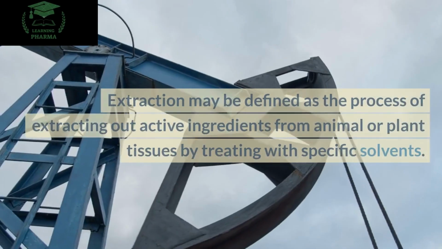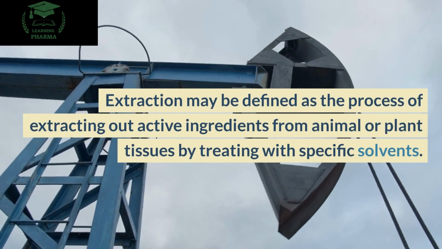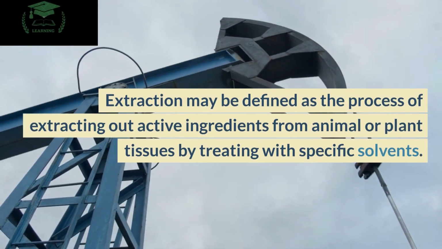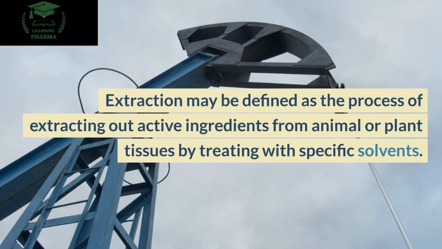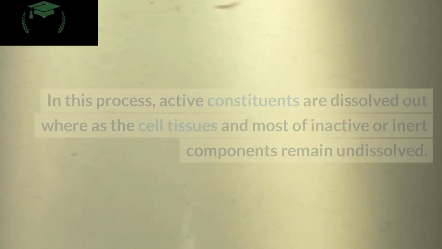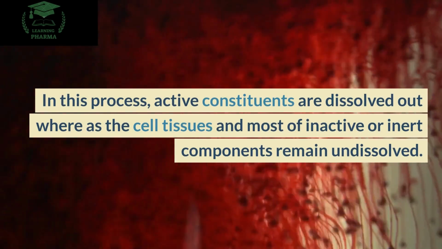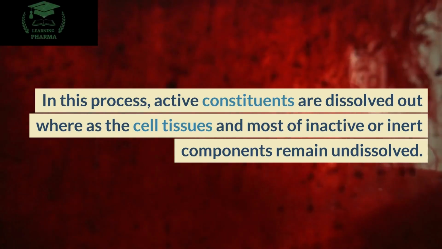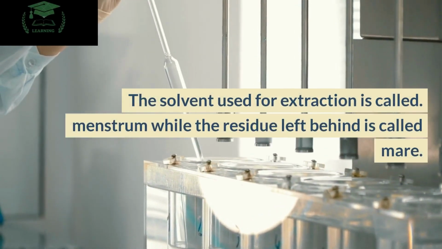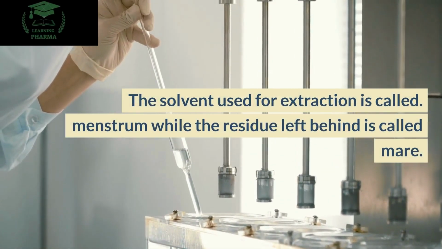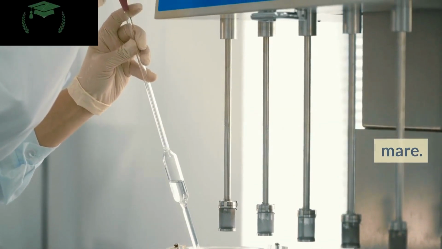Extraction. Extraction may be defined as the process of extracting out active ingredients from animal or plant tissues by treating with specific solvents. In this process, active constituents are dissolved out, whereas the cell tissues and most of the inactive or inert components remain undissolved. The solvent used for extraction is called menstruum, while the residue left behind is called marc.